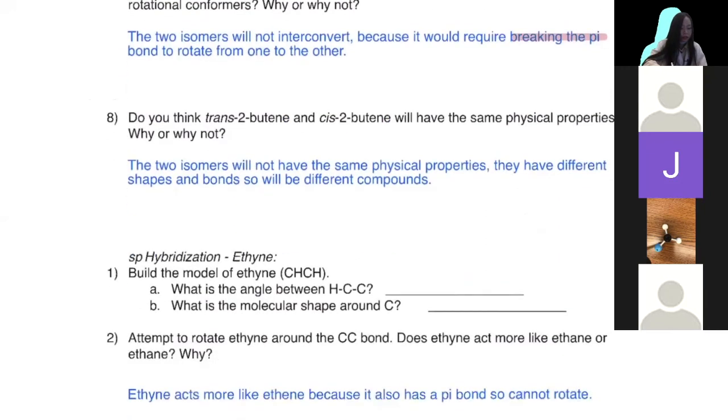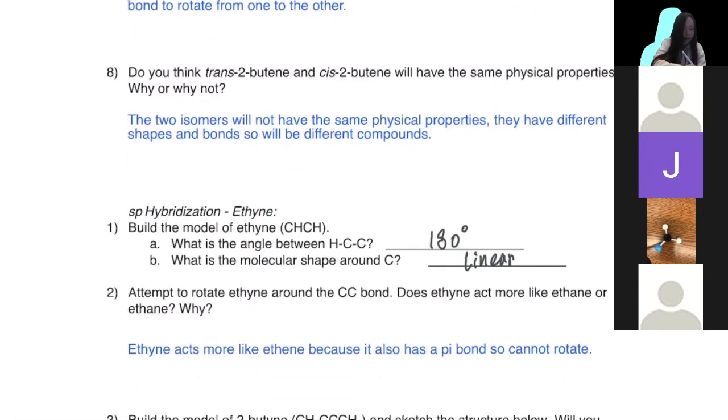SP, okay, so what's the angle between C-H, H-C? That's easy, 180 degrees. What's the molecular shape? It should be linear. Attempt to rotate an alkyne around the carbon-carbon bond? No, you cannot, because there are two pi bonds. Even if you just had one, you're not going to rotate.